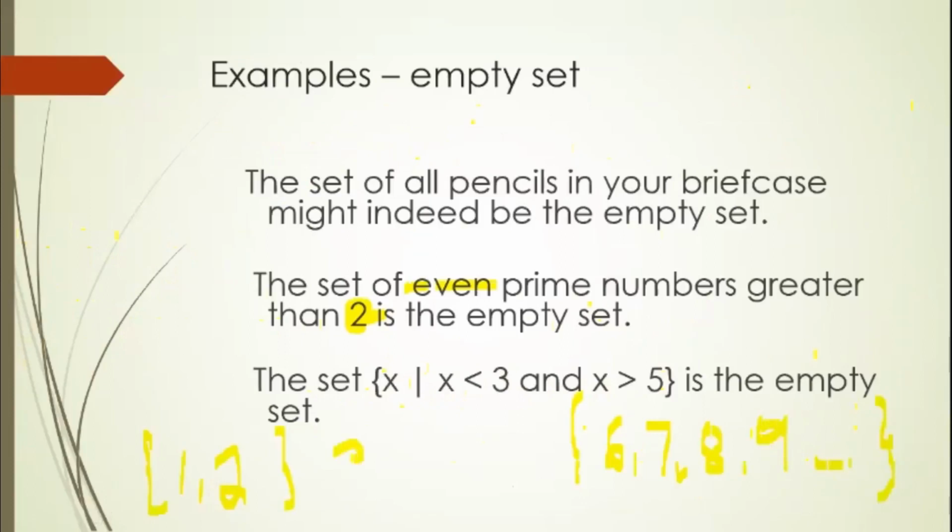So if we have a number 3 here, is 3 greater than 5? No. Is it less than 3? No. What about number 4? Is 4 greater than 5? No. Is it less than 3? No. What about 5? Is 5 less than 3? No. Is it greater than 5? Definitely no. So there is no number that exists that has met this condition. Therefore, it is the empty set.